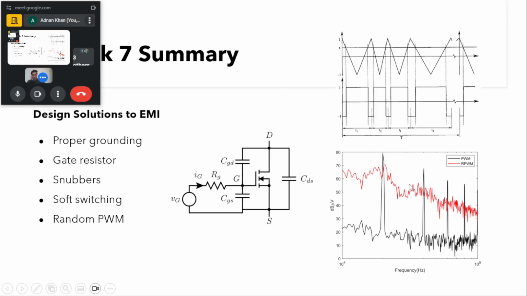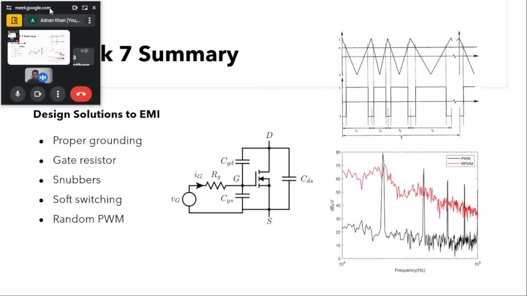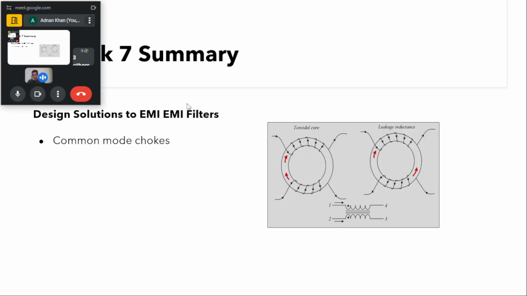You do not see these high peaks in this random PWM, but what happens is this noise gets distributed over the whole spectrum, and in this fashion, this is also one way where we can eliminate this EMI. So this was about different solutions that can be implemented. Now we shall see these solutions one by one.